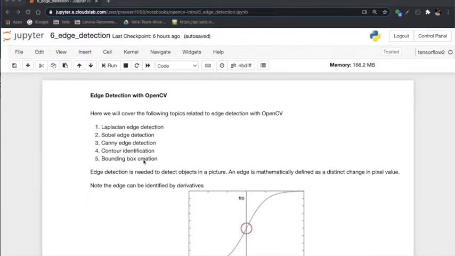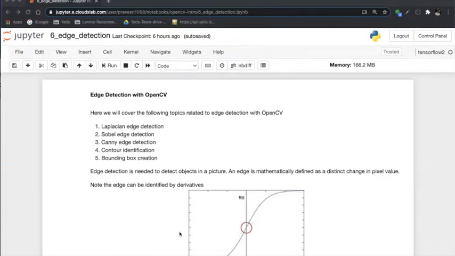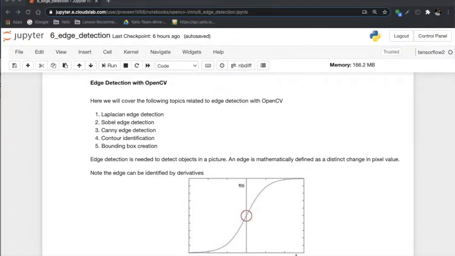Now, edge detection is needed to detect objects in a picture. That edge is mathematically defined as a point at which there's a distinct change in pixel value. So for example, if this is a picture and we have pixel values going from, say, black to white or bright, this point can be defined as the point of transition. Now, the way we choose to do this is we identify the point with the highest slope. And the point with highest slope is defined as a point of transition.